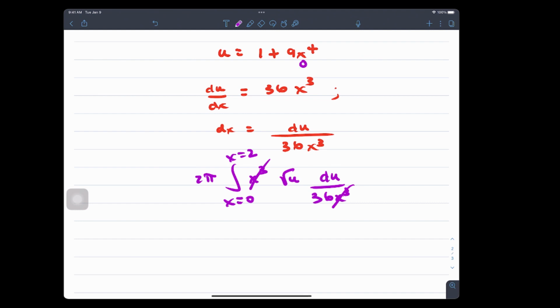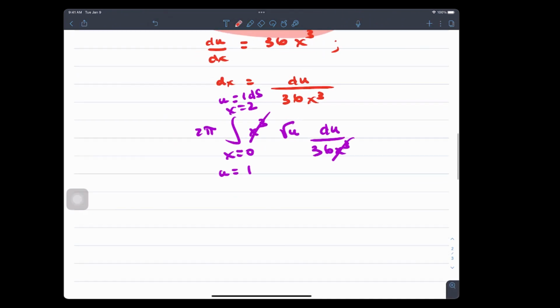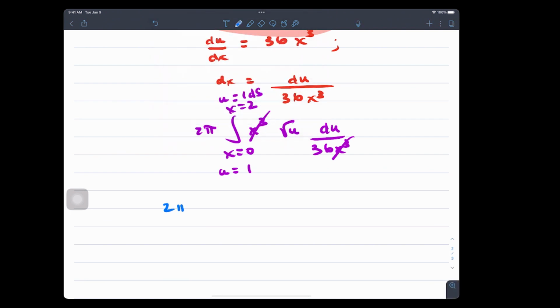So if x is 0, what does u become? Isn't that 1? If x is 2, what does u become? 2 to the 4th times 9. Isn't that 2 times 2? 4. Is that 16 times 9 plus 1, I think? Okay, 16 times 9 plus 1. What is that? 145? Right? Because we're going to use this to change our limits right up in here. All right. Two pi, we go from u equals 1, u equals 145. And that's going to be u to the 1/2 over 36 du.